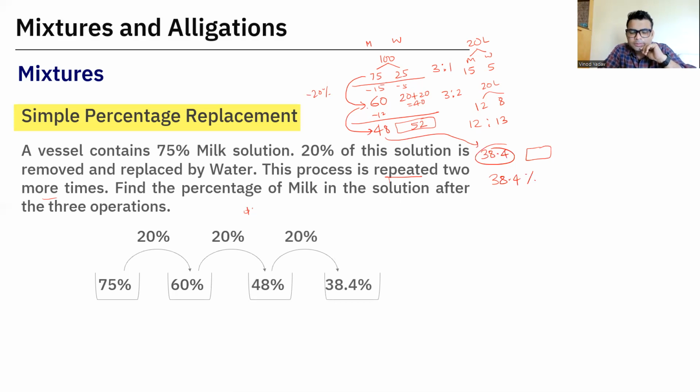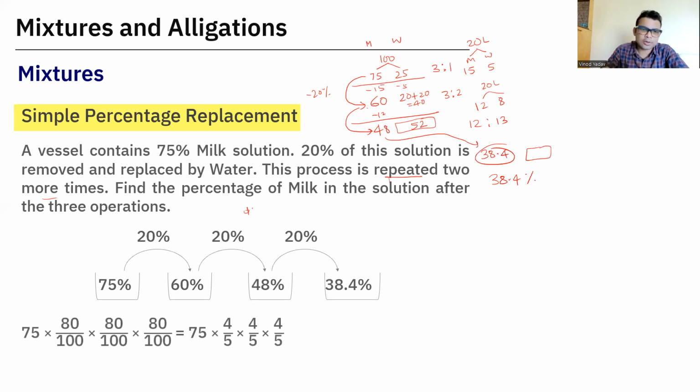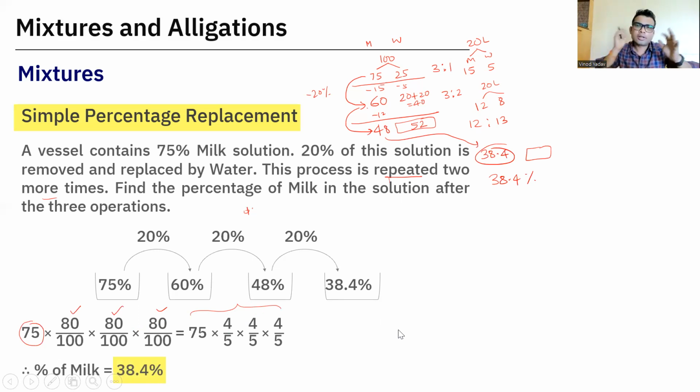I am writing this as fractions now. Original quantity was 75. 20% removed, so milk left is how much? 80%, isn't it? 20% removed means 80% present. Every time 80% was present, so 80% will be multiplied 3 times. That is 4/5 will be multiplied 3 times. And if you reduce it by doing smart calculations, ultimately this will be 38.4. Total is still 100, so 38.4%, because the 75 is in terms of percent. So it will be automatically 38.4%.